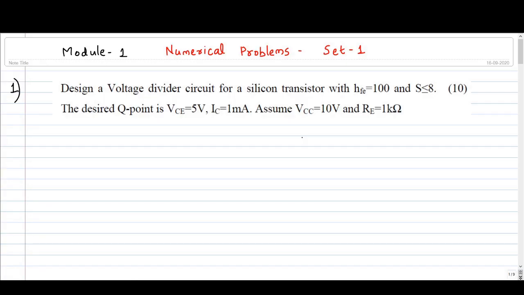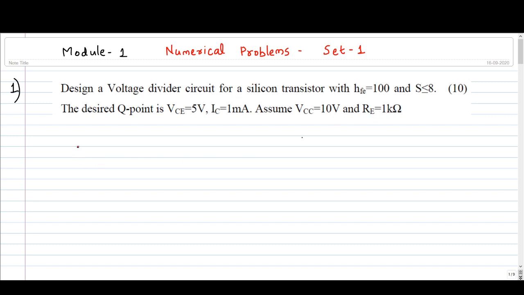Welcome to this video. Today we will discuss some numerical problems related to transistor biasing. So a question is displayed here. You have to design a voltage divider circuit for a silicon transistor with HFE equal to 100 and S less than or equal to 8. The Q point is given, VC equal to 5 volt and IC is 1 milliampere. The source voltage is 10 volt and the resistance RE is 1 kilo ohm.